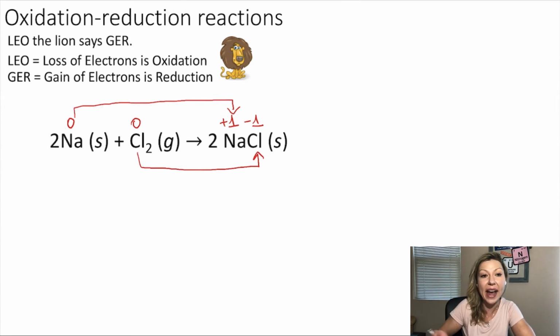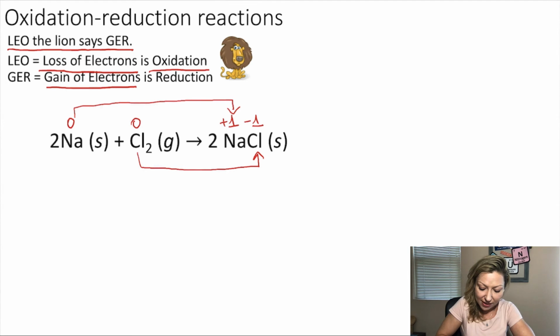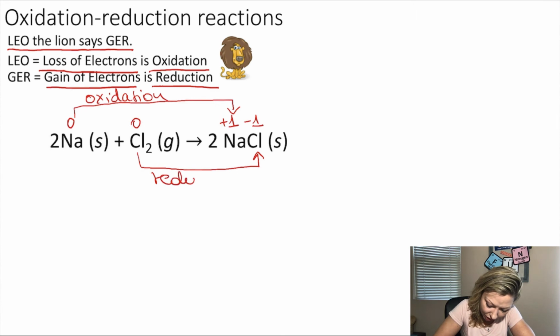Now here's a fun acronym. Leo the lion says GER. So LEO, loss of electrons, is oxidation. GER, gain of electrons, is reduction. So which process is oxidation? Which process did we lose electrons? In case of sodium, right? So this is going to be called oxidation. And the process where we gained electrons is called reduction.